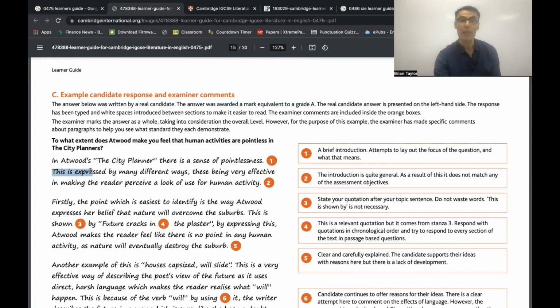This is expressed in many different ways, these being very effective in making the reader perceive a lack of use for human activity. And the examiner is not too happy about that, and quite right. You know, the introduction at this point becomes quite general, and as a result of this, it does not meet any of the assessment objectives. So the first sentence was enough. It seems that you don't need to do any extended introduction, or if you have got time for that, then maybe do what, how, and why. What is the way that you're going to tackle the poem? How has the author communicated that, and why? What are they trying to do?